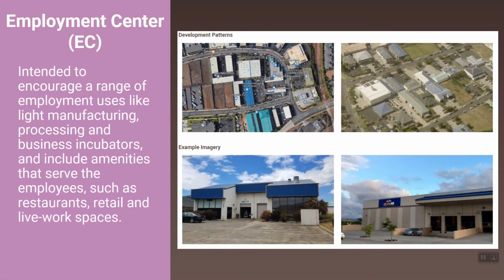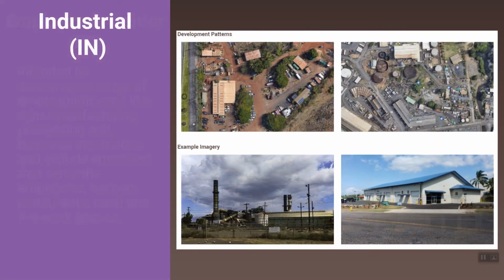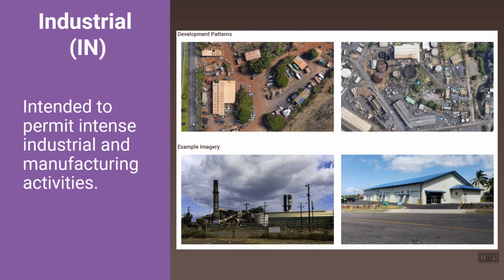Employment centers are intended to encourage a range of employment uses like light manufacturing, processing and business incubators, and include amenities that serve the employees, such as restaurants, retail, and live-work spaces. Examples include the light industrial area near Lahaina Gateway and the Wailuku industrial area above Ho'okahi Street. The industrial designation is intended to permit intense industrial and manufacturing activities. An example is the Pu'unene sugar mill.